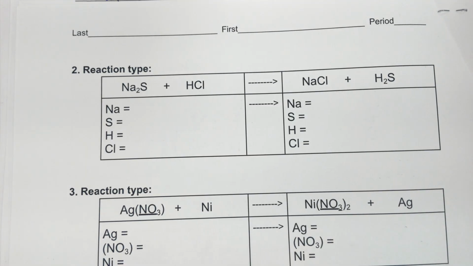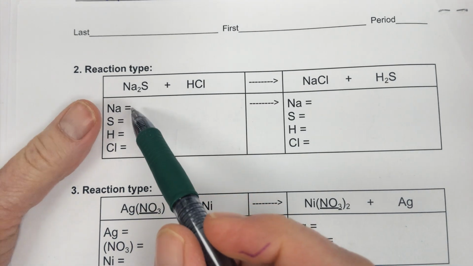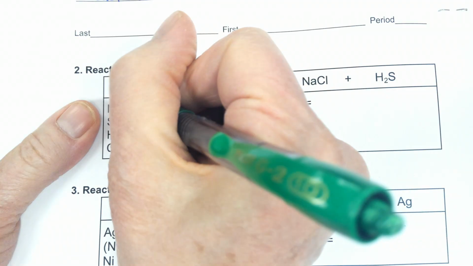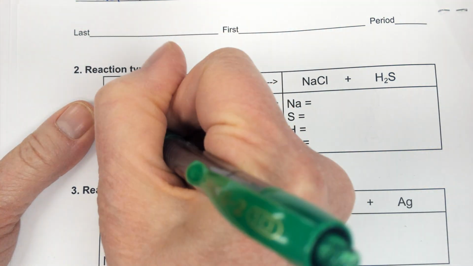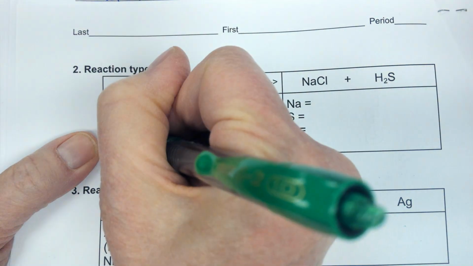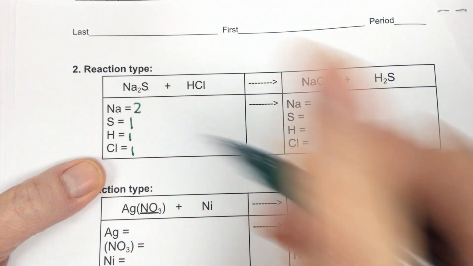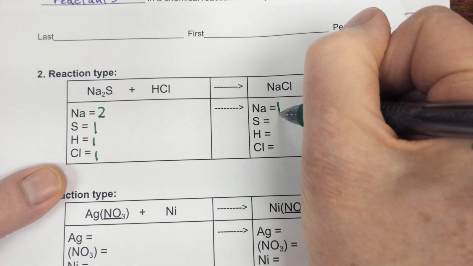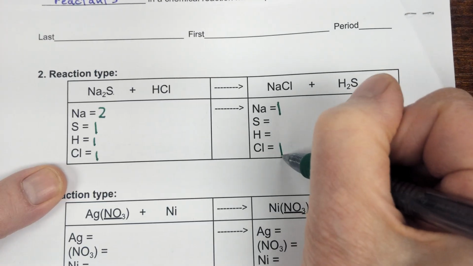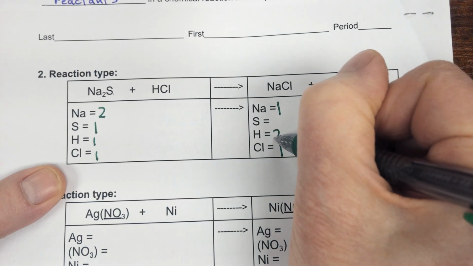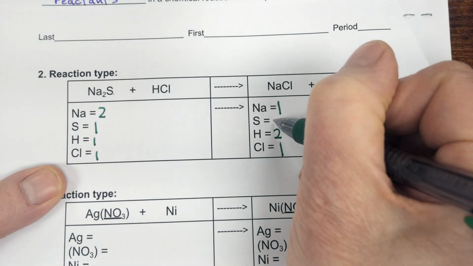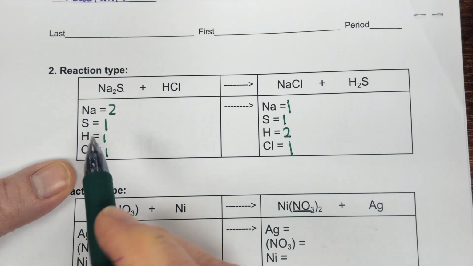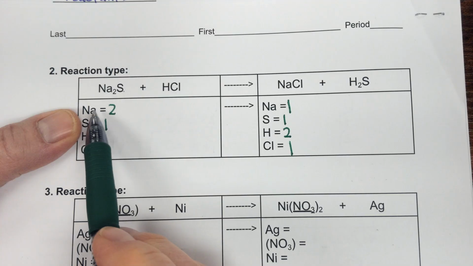Next one. First, I list what I have. Na is equal to 2, S is equal to 1, H is equal to 1, and Cl is equal to 1. On the other side, Na is equal to 1, Cl is 1, H is 2, and S is 1. I start at the top of my list and compare.